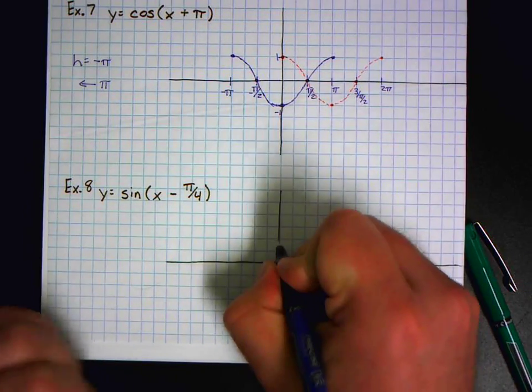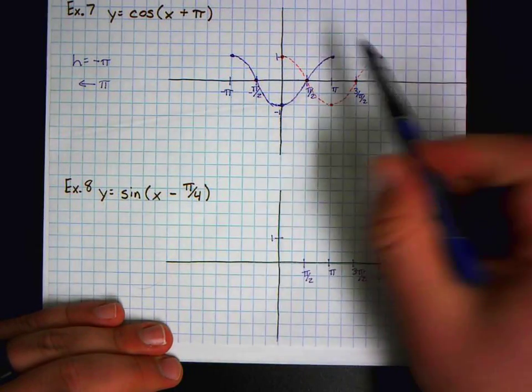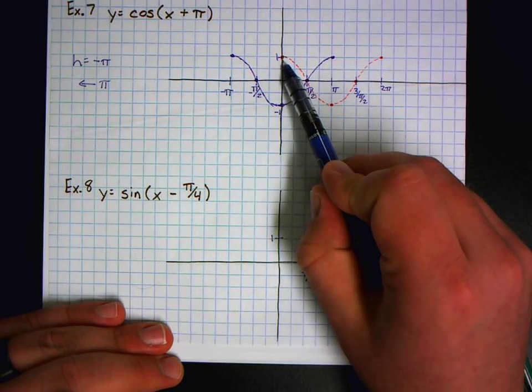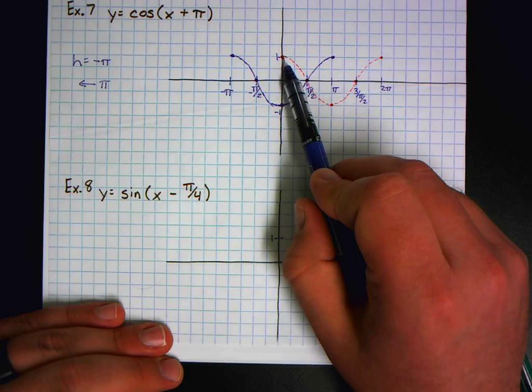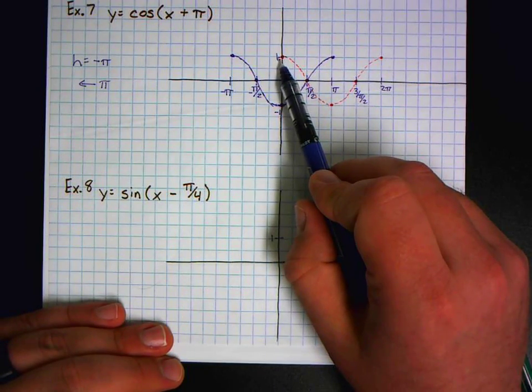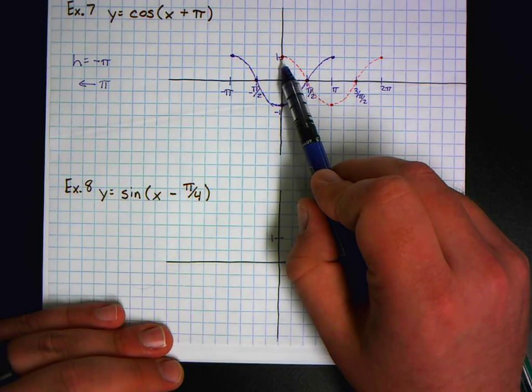Okay. On the unit circle, whenever you have cosine, at 0, the ordered pair is 1, 0. Cosine is the x value of that ordered pair. So it'd be 1.